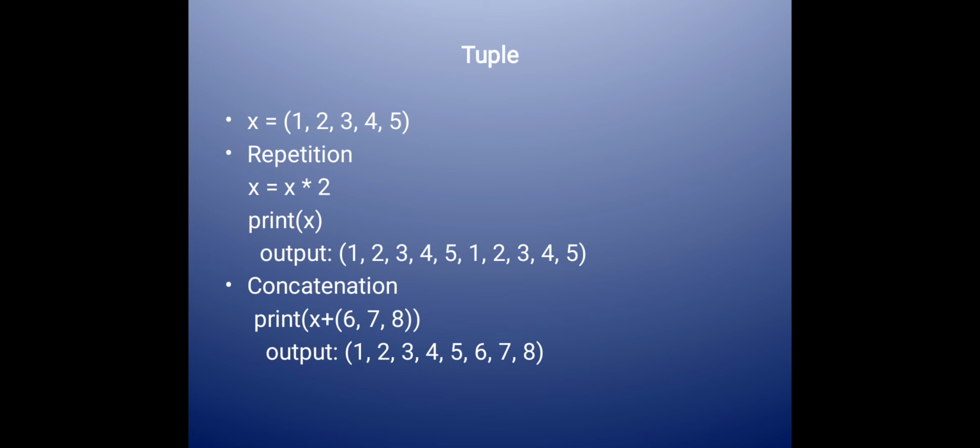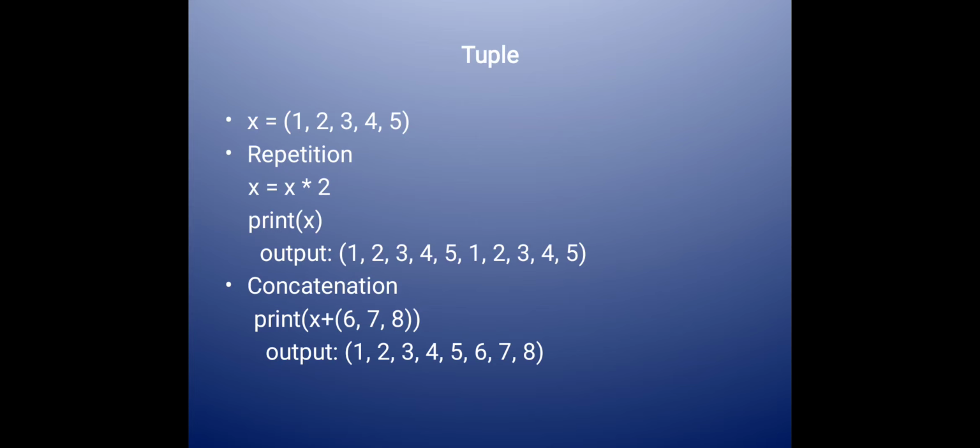Next comes the repetition operator. x is equal to 1 2 3 4 5, then x is equal to x star 2. Then while printing x, the output will be a tuple of elements 1 2 3 4 5 1 2 3 4 5. If it was x is equal to x star 3, then the output will be a tuple of elements 1 2 3 4 5, 1 2 3 4 5, and 1 2 3 4 5.